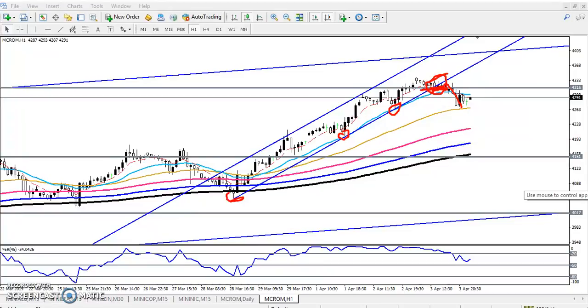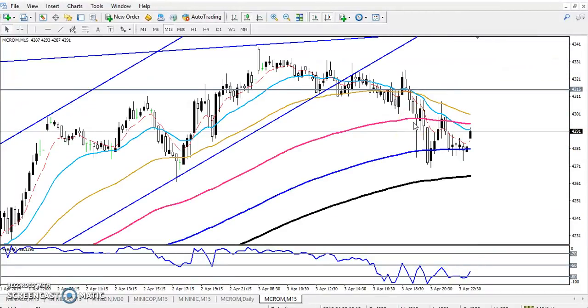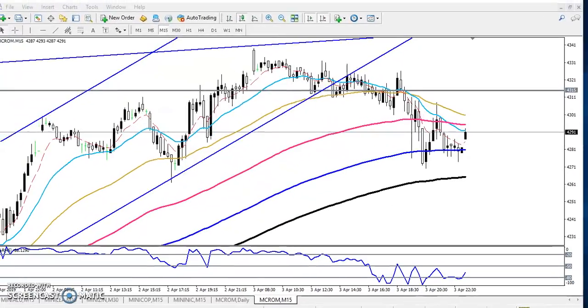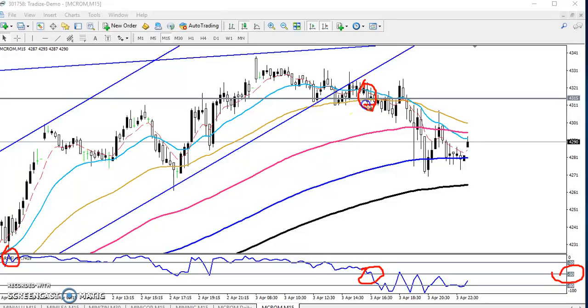Another entry point I told you was when, on the 15 minute chart, two moving averages cross. At the same time the percentage R should cross, right? You can see this is percentage R, crossing the minus 50 level here. And at that time you can see the 5 moving average crossed the 20 moving average in this candle. So I told you to enter when they cross in this area. Here was our selling point, and this was our target, right?